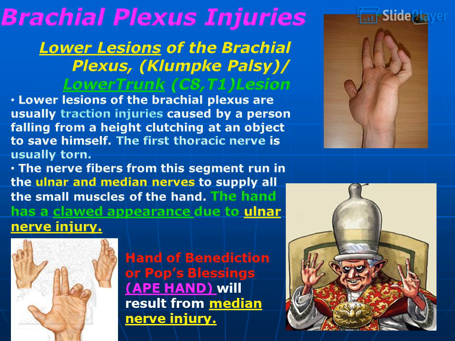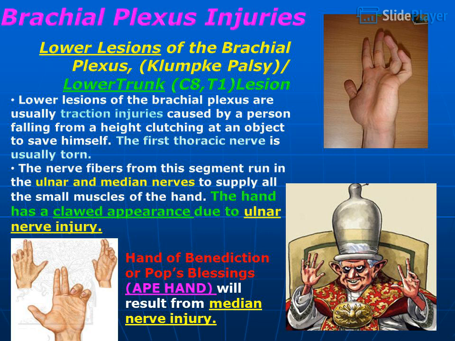Brachial plexus injuries. Lower lesions of the brachial plexus, Klumpke palsy, lower trunk, C8, T1 lesion. Lower lesions of the brachial plexus are usually traction injuries caused by a person falling from a height clutching at an object to save himself. The first thoracic nerve is usually torn.